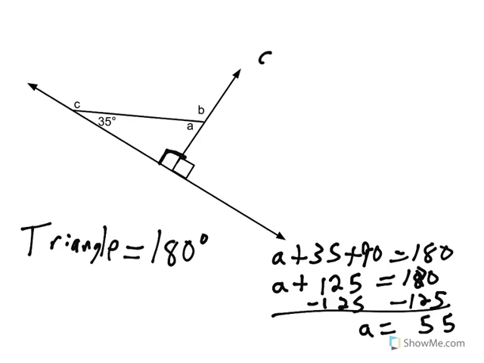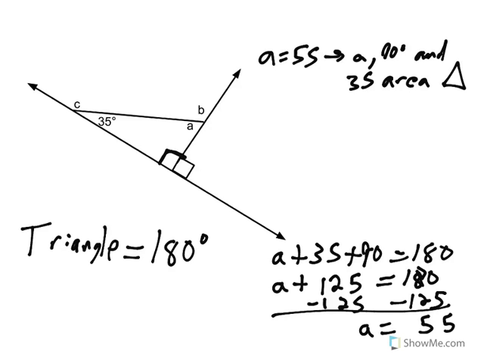Right? So I know now that A is equal to 55 degrees. Matter of fact, let me move it over a little bit. I know A is equal to 55 because A, the 90 degrees, and 35 make a triangle. And I know a triangle is 180. All right? So that's just an explanation.